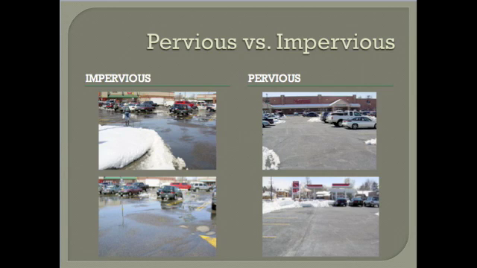The pervious concrete lets the air circulate around the snow and melts it faster. As it melts, it drains immediately directly through the concrete and eliminates the puddles and ponding that you see with the impervious surface.